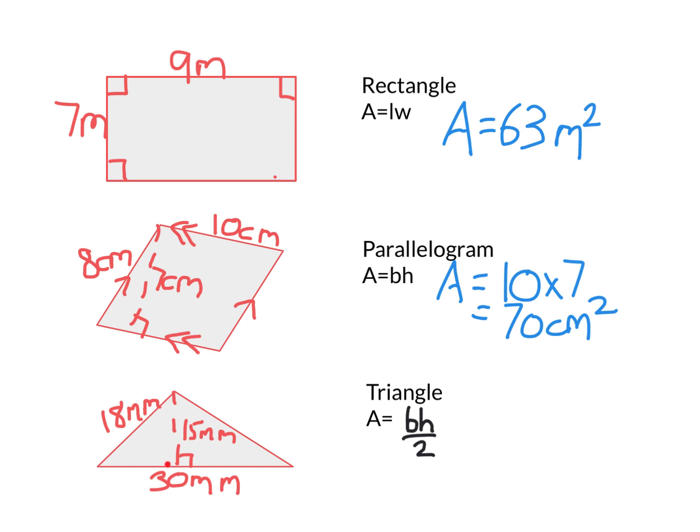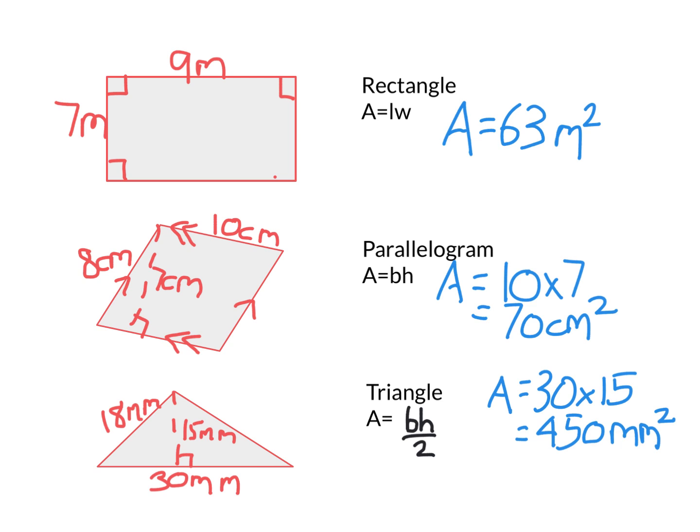So if I were to find the area of this triangle here, the base is 30, the perpendicular height is 15. H means perpendicular height, the height at 90 degrees to the base. I don't want the slant height. This slant height of 18 doesn't help me calculate the area. So the area is just 30 times 15, which is 450. And because the measurements were in millimeters, the area is going to be in millimeters squared.